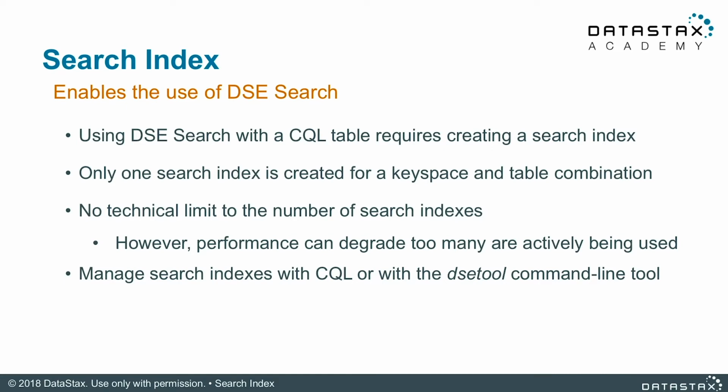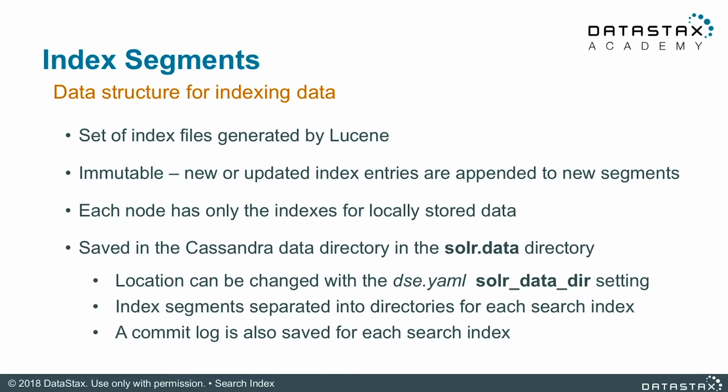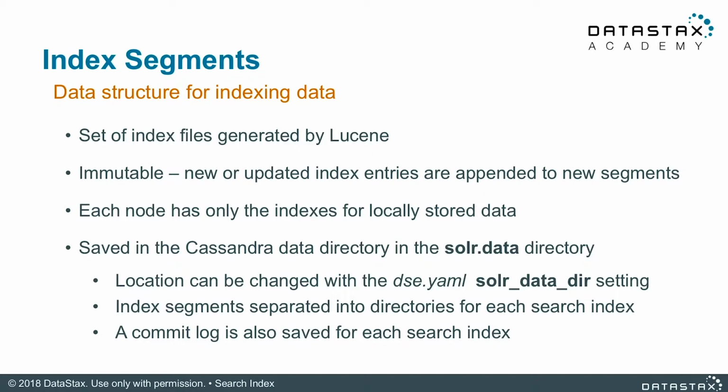DSC search indexes can be created and managed using CQL and/or the DSE tool command line utility. DSC search uses Apache Lucene libraries to generate and maintain index data files. Similar to DSC core, these index data files are immutable, appended to, and compacted on a scheduled basis. Index data is stored one index per directory in the parent directory specified in the DSC YAML with the setting solr_data_dir.